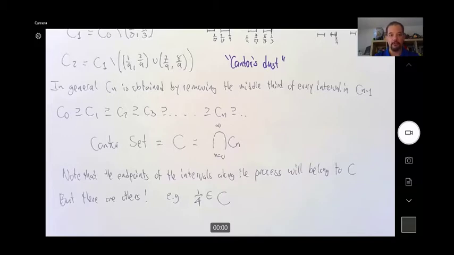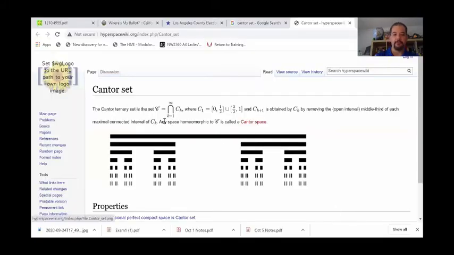So let me show you. It looks like this one here. You start with the big interval, that's the big one on top. Then you subtract the middle third, so you have the second line, then the third line, the fourth. So kind of like the picture that I was trying to do by hand.